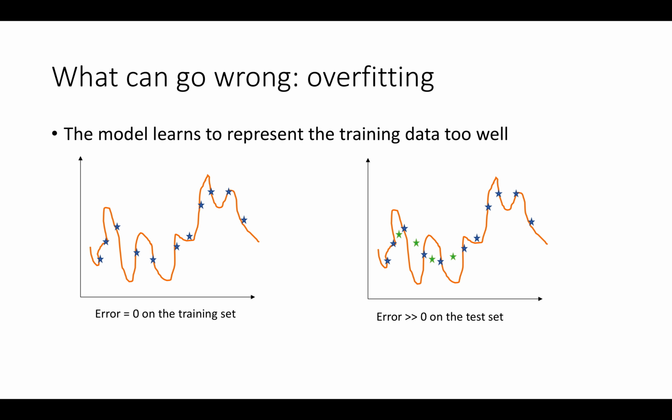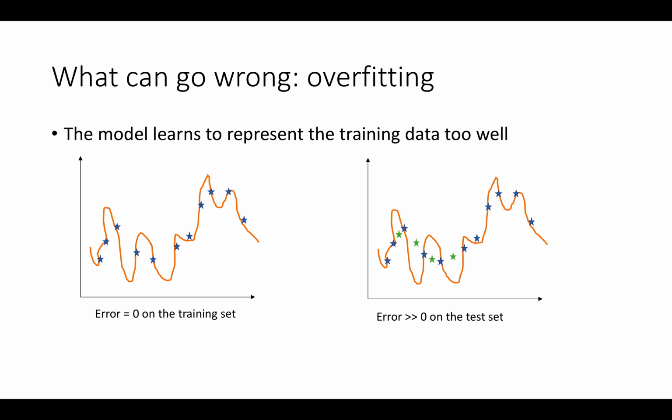Now, the more dangerous problem, or rather the one that is kind of harder to find, is overfitting. This is the case when the model learns to represent the training data too well. On the training set, your error is actually going to be 0. However, on the test set, the error is going to be quite high. In the right plot, you can see the test set as green stars, and you see that there the model predictions actually deviate from the true observations quite far.